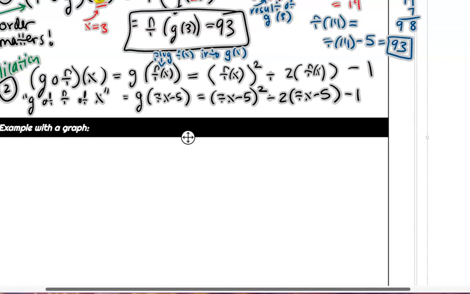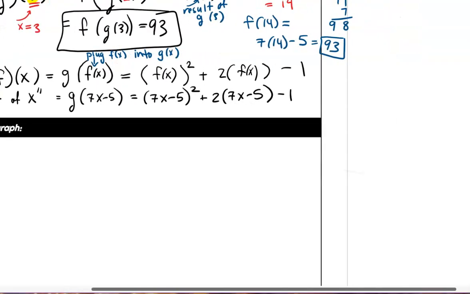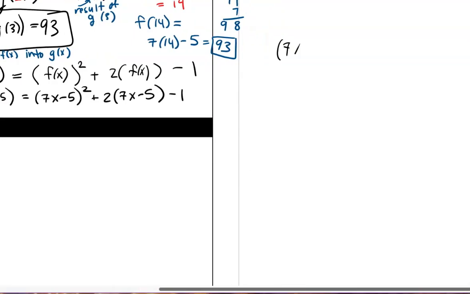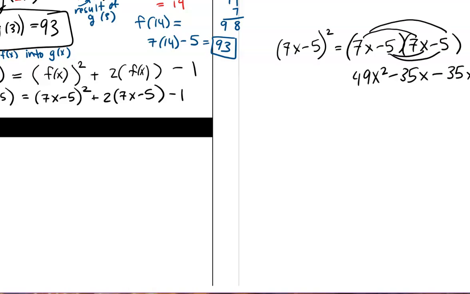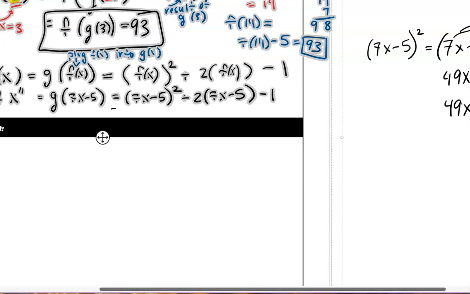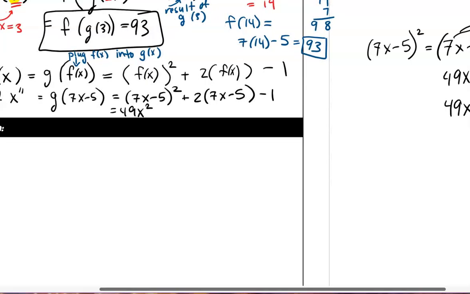Okay, so I'm going to have to do some FOILing work off to the side so I can squeeze my answer in. So excuse me while I go off to the side here. So 7x minus 5 squared, that means you need to write it out twice and FOIL it. So you get 49x squared, negative 35x, another negative 35x, and then a plus 25. So you would have 49x squared minus 70x plus 25. That's just the first part of this.